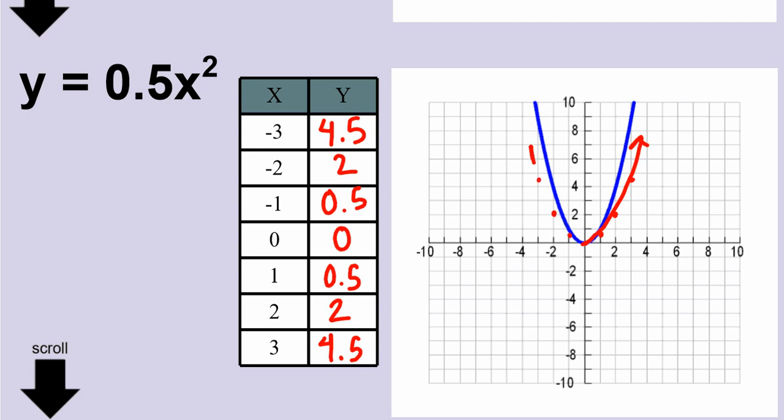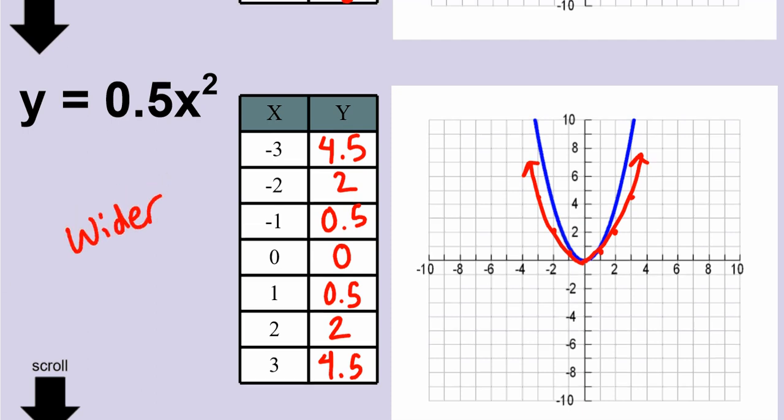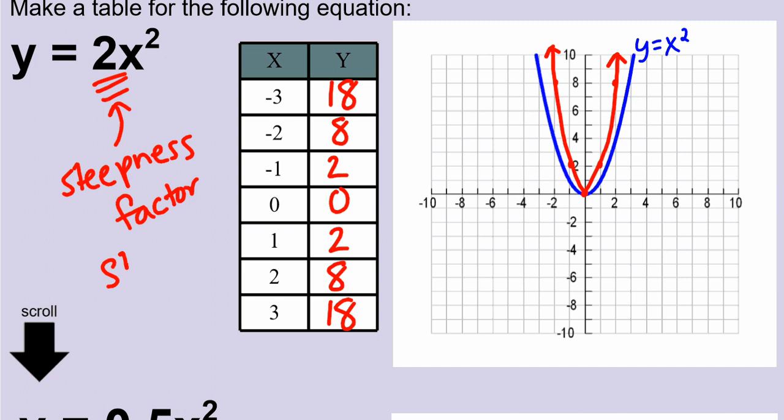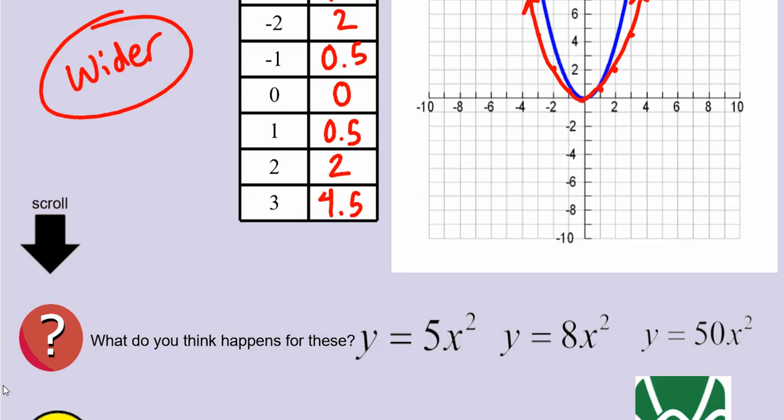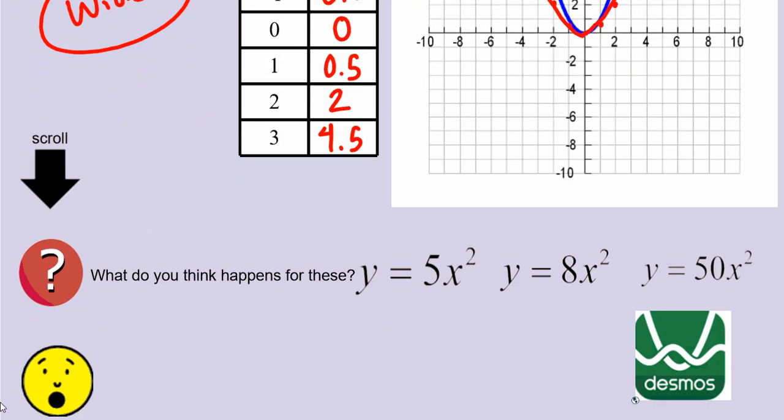And what you should notice is it's wider. The blue one is now steeper than the red, which means the red is less steep. Another way of saying less steep is this is going to be wider. This one up here was steeper. So we see if the number that I'm multiplying by is less than 1, it's going to make the graph wider.